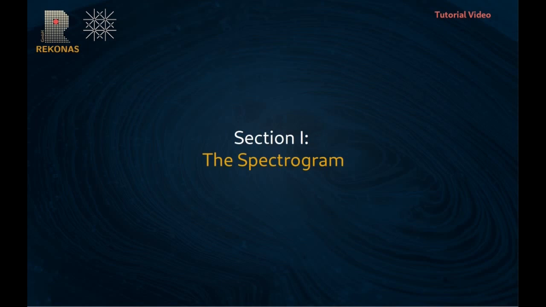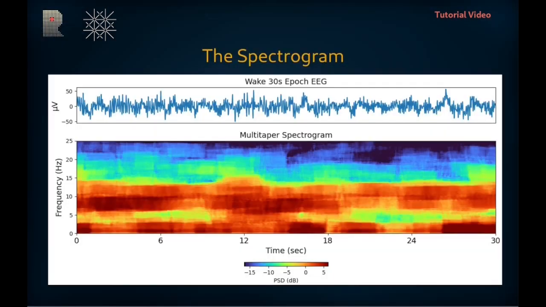Section 1. The spectrogram. The top panel of the figure shows an example of a 30 seconds long EEG recorded during wakefulness. The lower panel shows the respective multitaper spectrogram. The x-axis of the spectrogram shows the time, just like the EEG, but unlike the EEG, the y-axis shows the frequency. The color coding, given in decibels, represents the activity in a given frequency range.